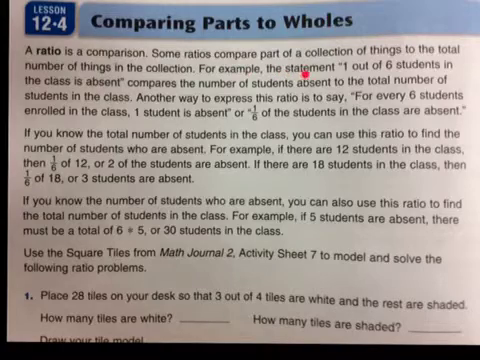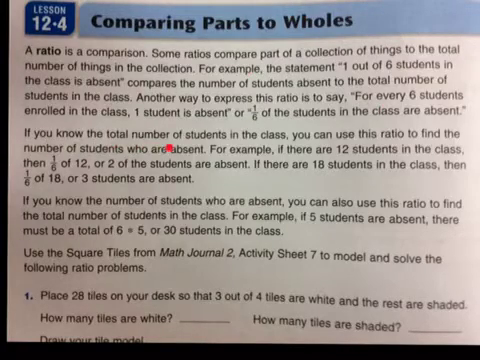For example, the statement 1 out of 6 students in the class is absent compares the number of students absent to the total number of the students in class. Another way to express this ratio would be for every 6 students enrolled in the class, 1 student is absent, or 1 out of 6 of the students in the class are absent. Now, if you were to follow this ratio, it could also be 2 out of 12 or 3 out of 18. For every 6, there's 1. So 12 would be 2 6s, 2. 18, 3. And so on.